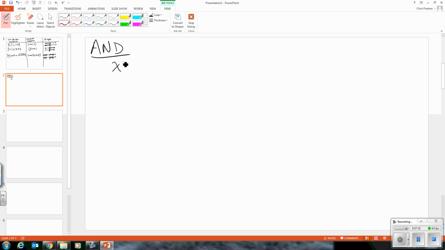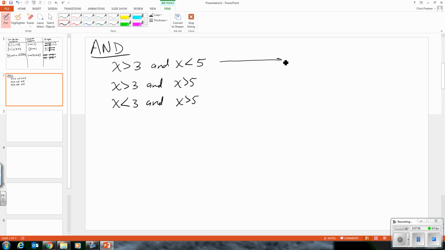So let's say I have x is greater than 3 and x is less than 5. Okay, and then I'm going to say x is greater than 3 and x is greater than 5. And I'm going to look at x is less than 3 and x is greater than 5. And I'll say, okay, what's going on here? What's the difference between these 3 different situations when we're looking at the word and? So I'm going to look at them in the number line. 3 and 5.